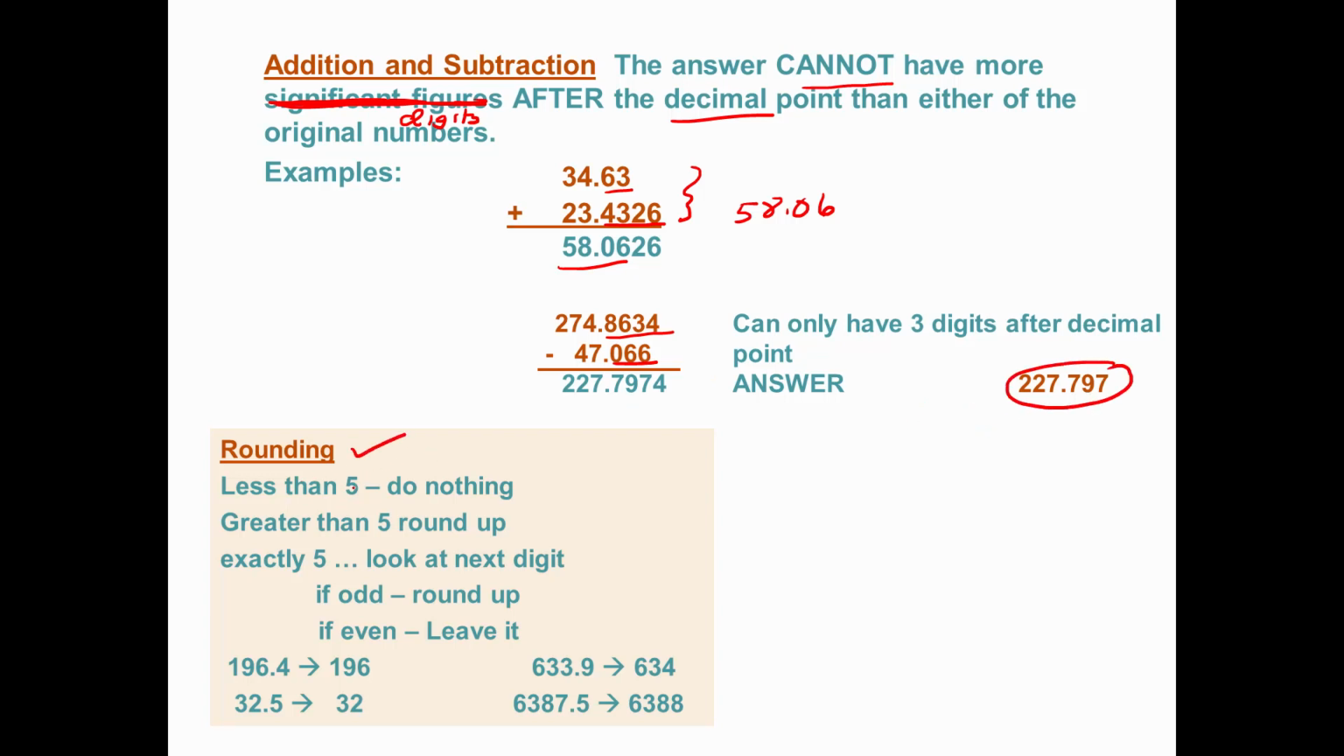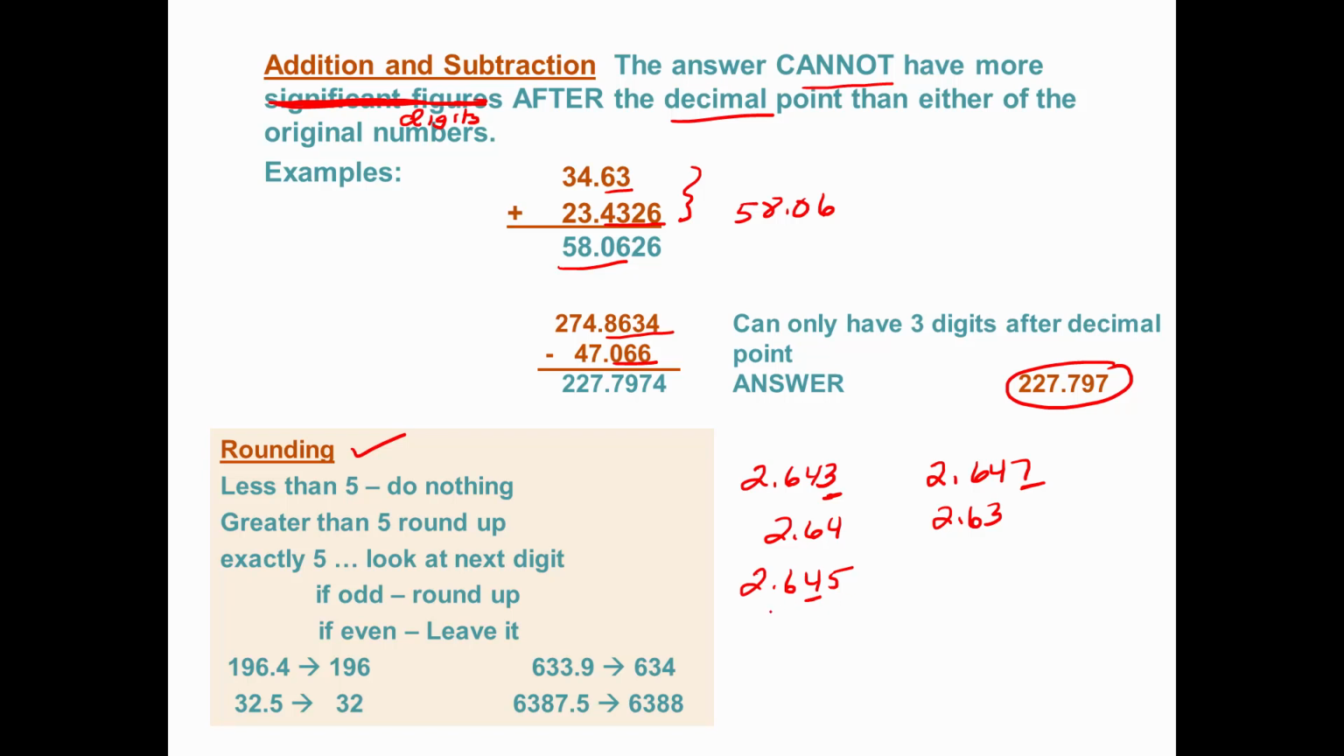Some rules for rounding. If I need to round 2.643 to 3 significant figures, if the number that you're dropping is less than 5, you don't do anything. This would round to 2.64. If it's greater than 5, 2.647, so I want to drop this, I round up. That'll be 2.65.